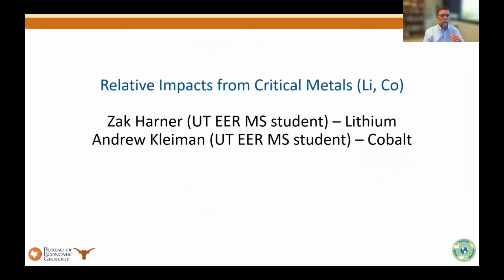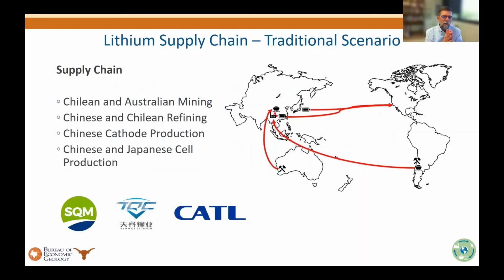I mentioned I'm going to show you a little bit of the results from our two students. Zach Harner did the lithium, Andrew Kleiman did the cobalt. For the lithium supply chain, we use two different scenarios. One is a traditional scenario with lithium being mined in either South America or Western Australia. It is then put onto a boat, sailed across the ocean blue to China, where it's processed. It's incorporated then into batteries, and then the batteries are sent over to America.